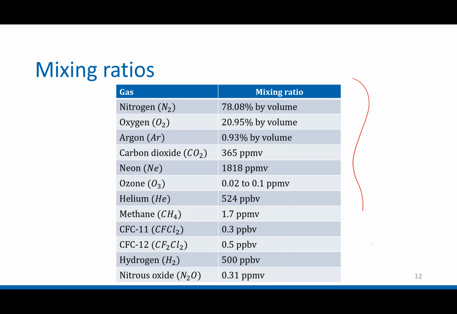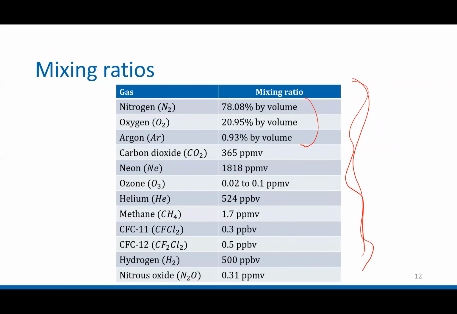This I did want to show you, though. I wouldn't say it's important to memorize. Well, it's definitely not important to memorize, but these would be the, excuse me, I think that's the first time I've sneezed that's going to be recorded on YouTube. Sorry, this is the mixing ratio of the gases in our atmosphere.